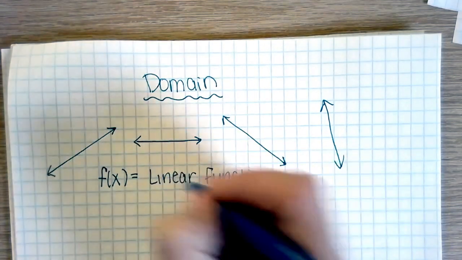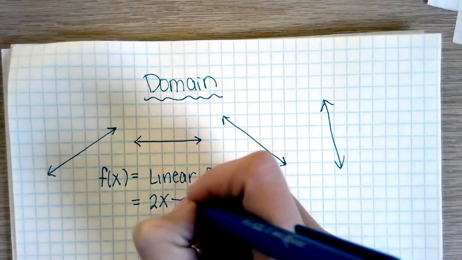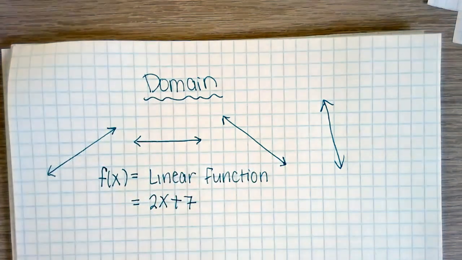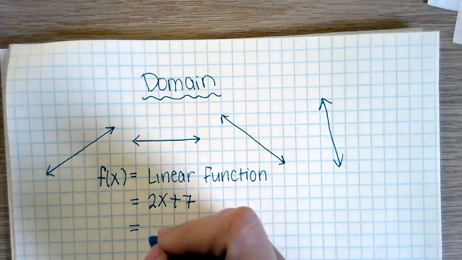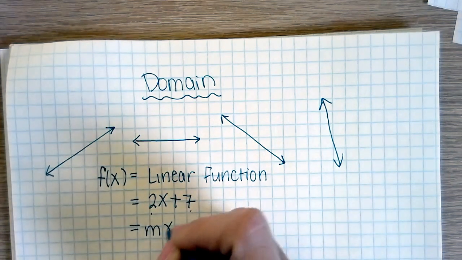If f of x is a linear equation, a linear function, what does a linear function look like when it's solved for y? What form is it in? Give me an example of one. 2x plus 7. Sure, 2x plus 7. What style is this linear equation in? What did you call this back in middle school? Sure, slope intercept form. Mx plus b.